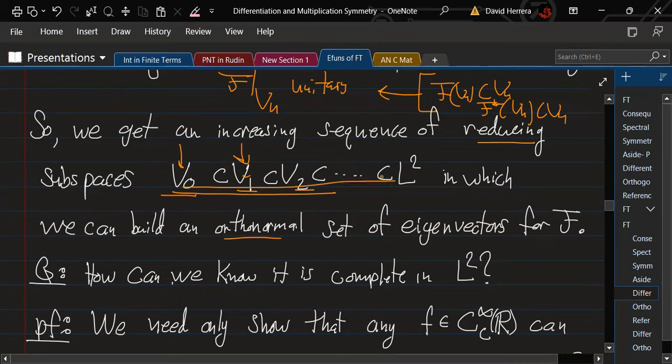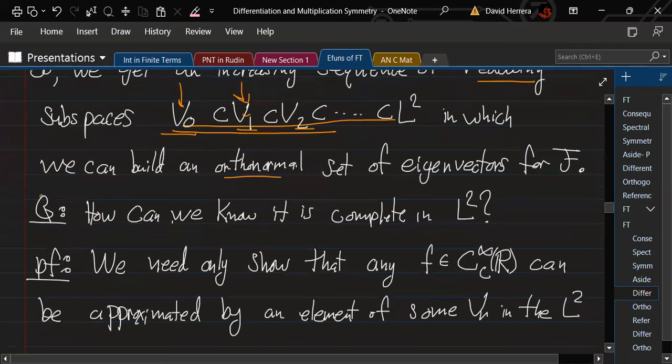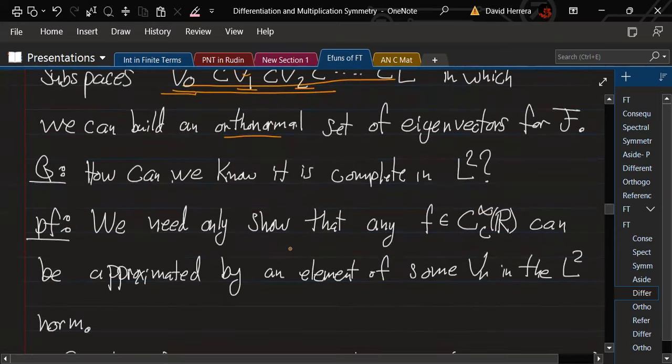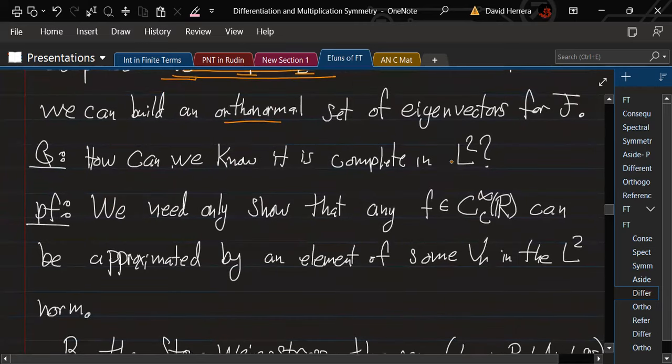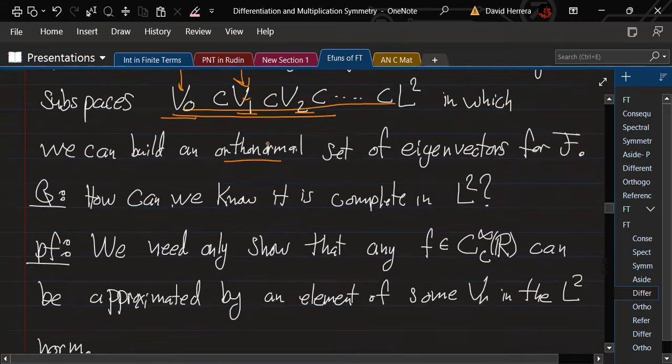The question is, will that then give me a basis for L2, or am I going to be missing some functions in L2 when I take the closed span? How can we know it's complete in L2? I'm going to present a proof that I personally like. So let's see that proof. To know it's complete in L2, what you basically need to show is that the span of these things is dense. That's all we wanted to show, right?